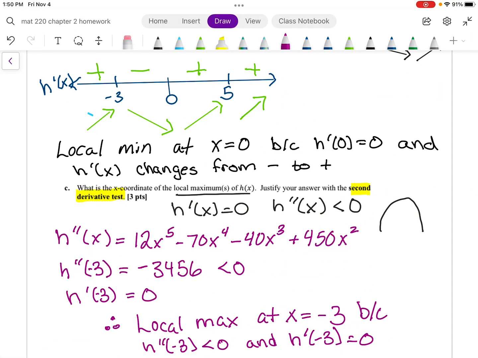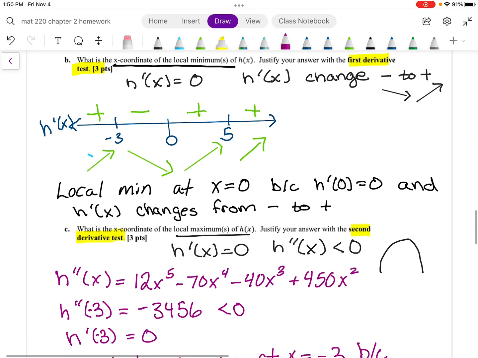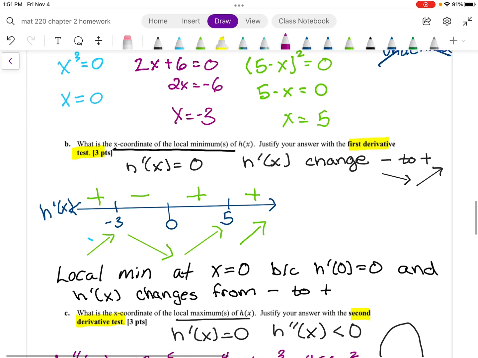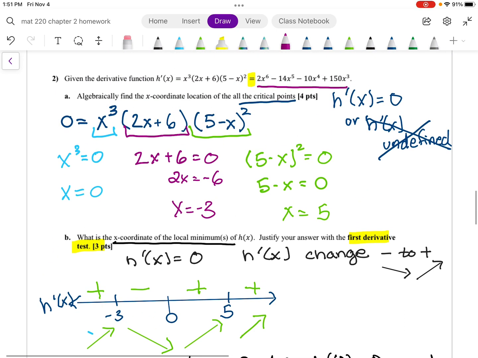So this is a great problem that shows how we can use technology to double check our answers while still supporting our work with the calculus and the ideas of what makes a min and a max value. And that's it for the second problem on the quest.